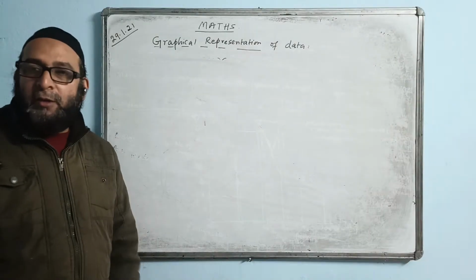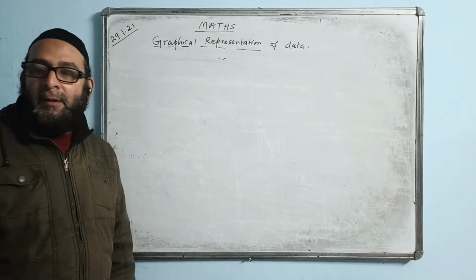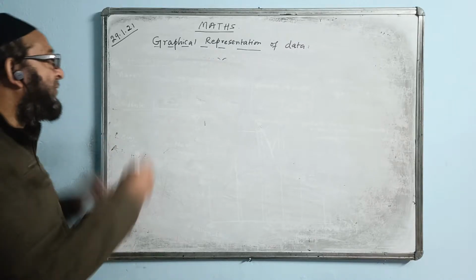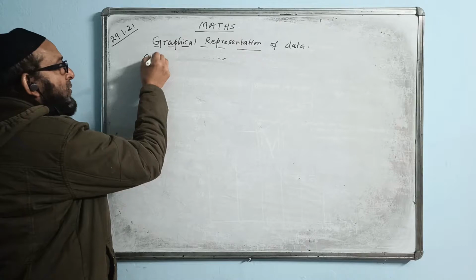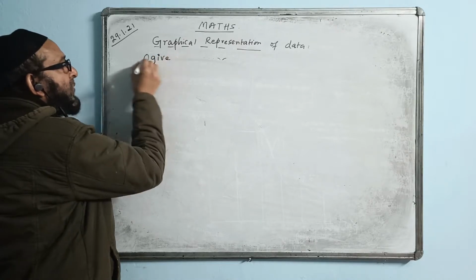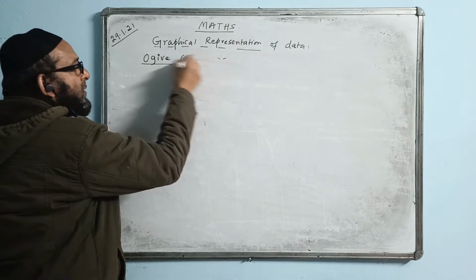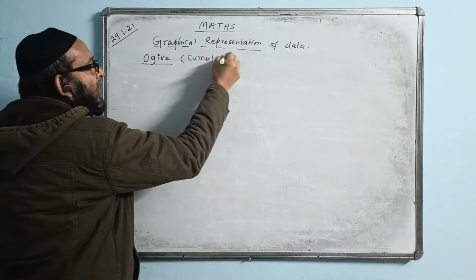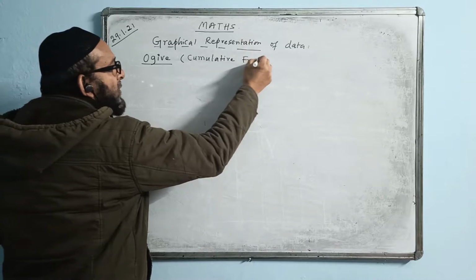This was all about histogram. Now you learn about ogive. Second class in your skill, ogive. O-G-I-V-E, ogive. Ogive is also known as cumulative frequency curve.